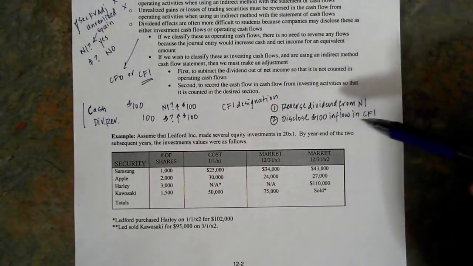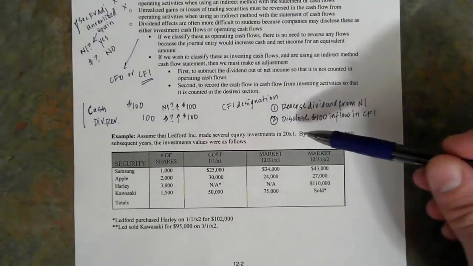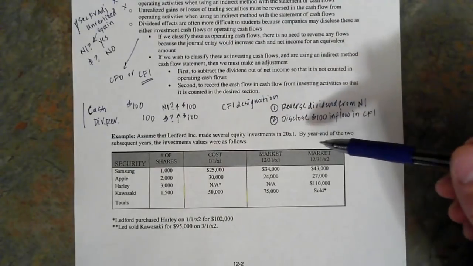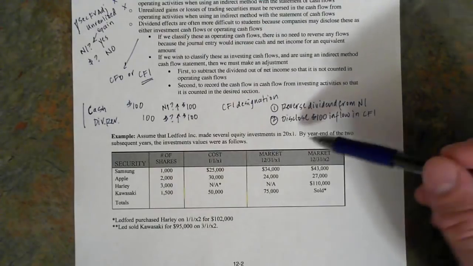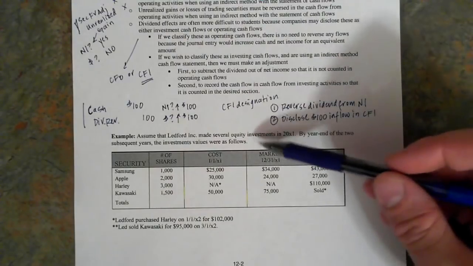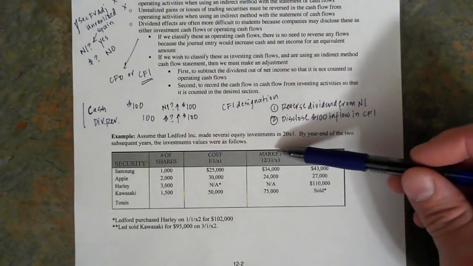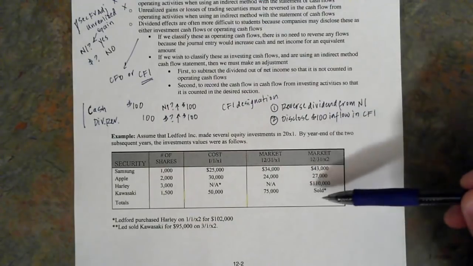Here we have that this company, Ledford, made some equity investments in 20X1, so that I can stop updating these dates every few years. By the year end of the two subsequent years, the investments were valued as follows. So we get what they cost when we purchased them, then their market value at the end of the first year, then their market value at the end of the second year.